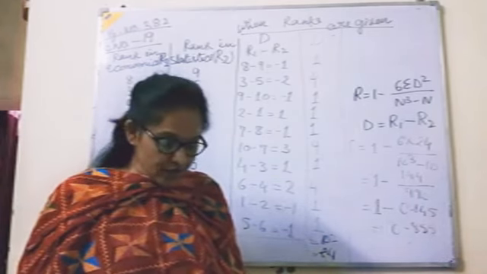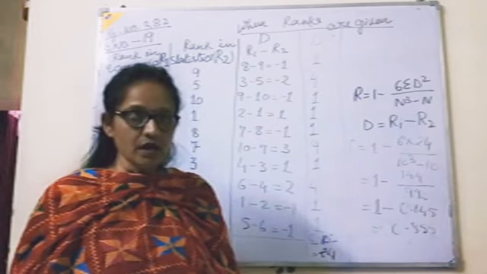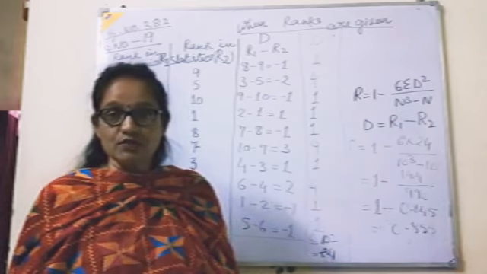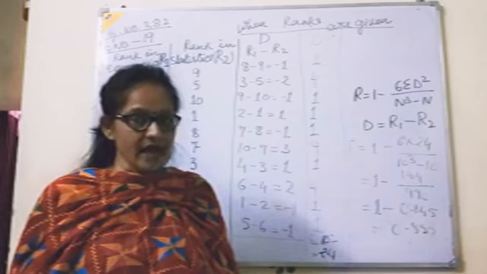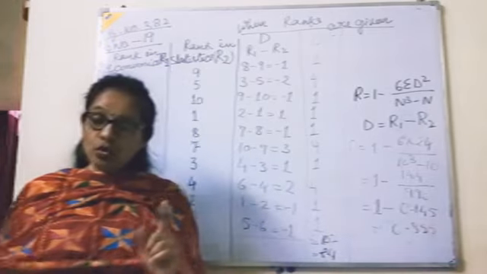Now, question number 20 is your homework, children. Question number 20 is your homework. Tomorrow I'm going to do the next categories, that is when ranks are not given and when ranks are equal. For today only this much.